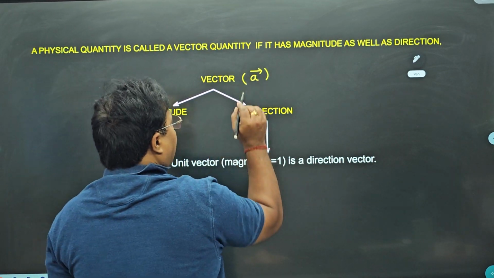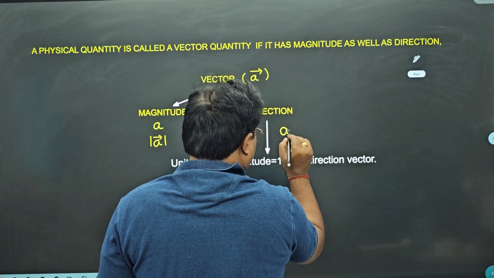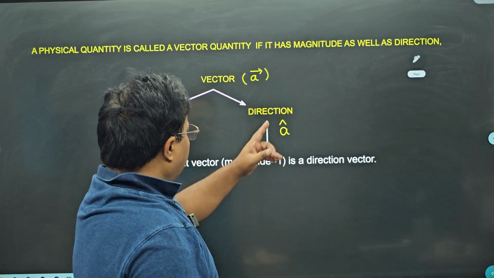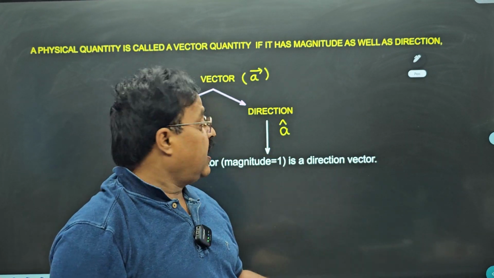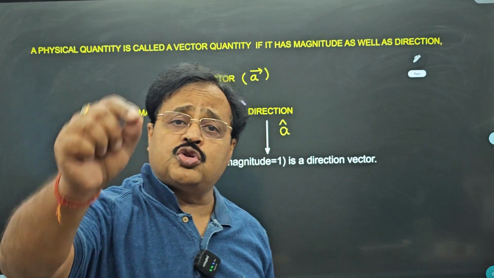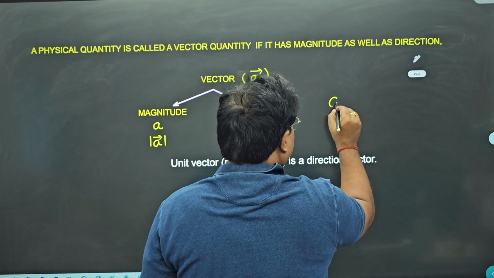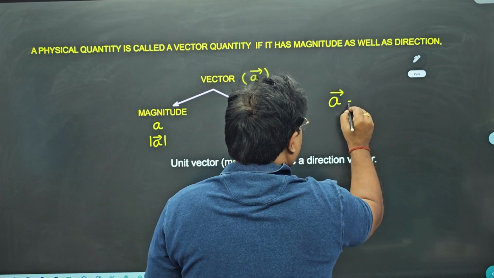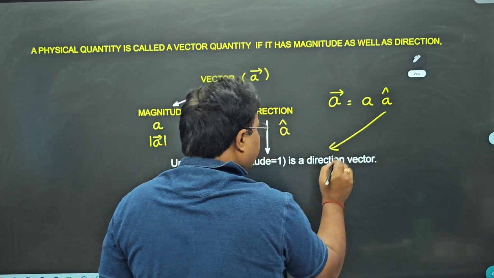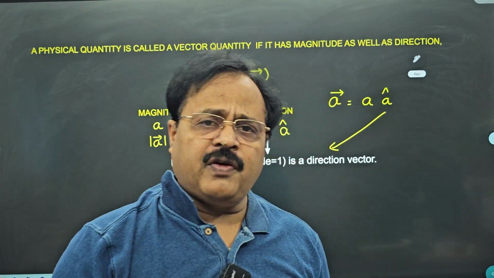How do we represent the direction part of A vector? Just write A, then give an arrow at the top. If you give an arrow at the top, it represents a unit vector. A unit vector is a direction vector, which shows you the direction, and this is the magnitude part. So this vector has two parts: one is the magnitude part, another is the direction part, and the direction part is called the unit vector, and it is also called the direction vector.